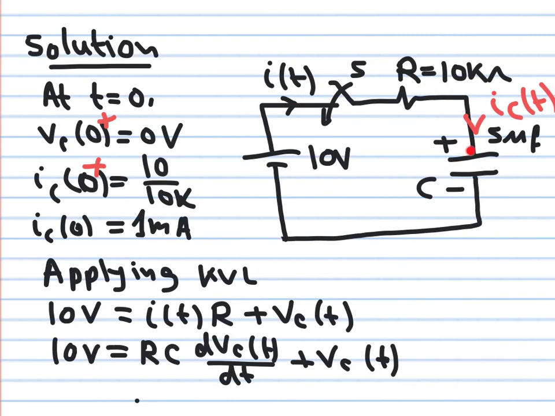This is gonna give me 1 milliampere. This is simply by applying KVL here. This is 0 volts, this is 10 volts, and this one is IR. Then I is equal to 10 volts divided by 10K, so it's gonna be equal to 1 milliampere. Now let's apply the governing equation.